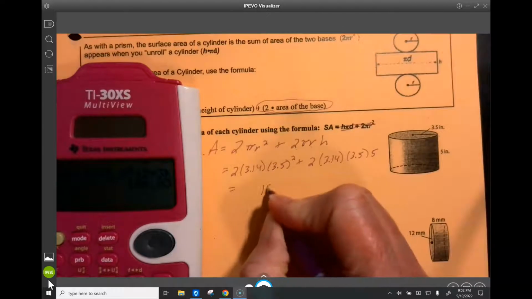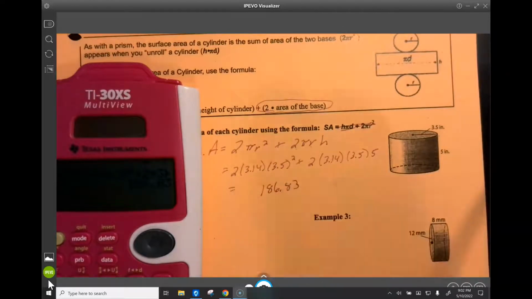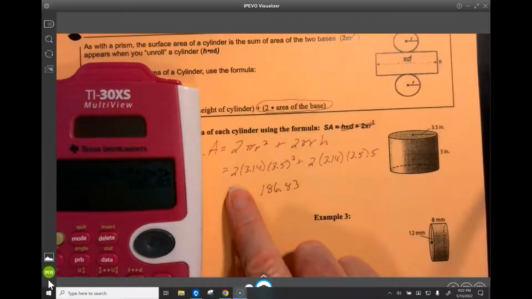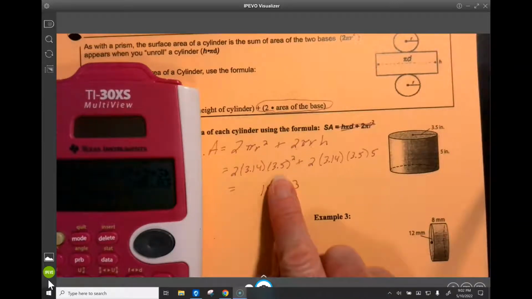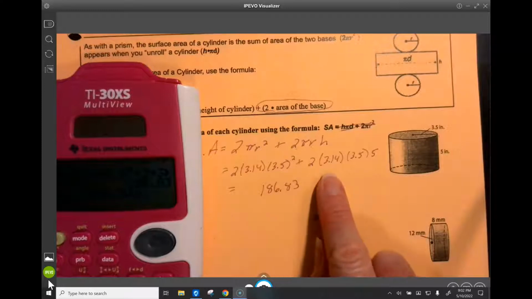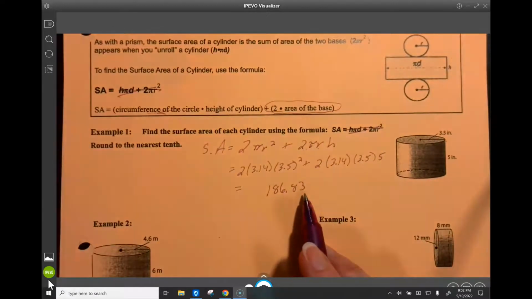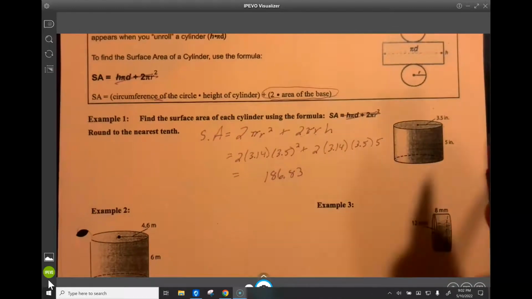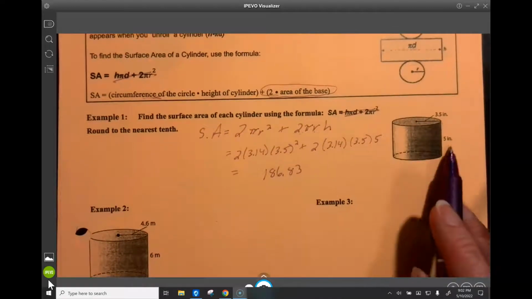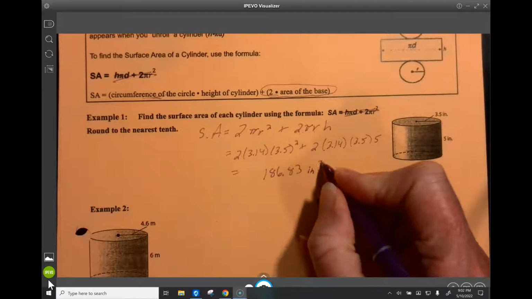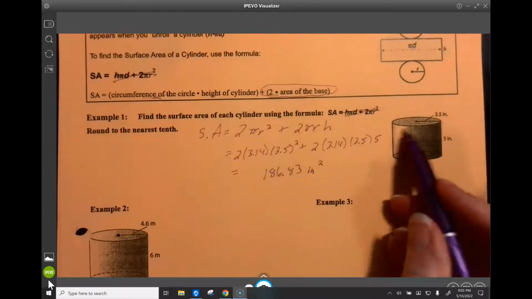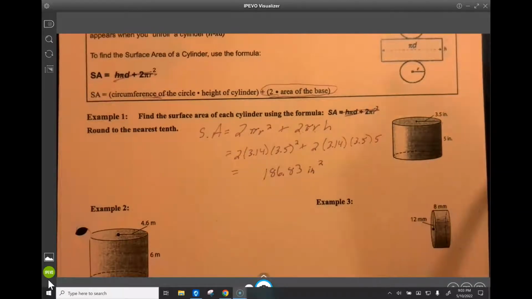I came up with 186.83. Let's do it again just to make sure. I'm guessing that's what you came up with too, but you always want to make sure. It's easy to forget a number. Okay, good. So that's our surface area, but it's area, so what's my label on it? Inches, and it's area, so it's squared, because how many sticky notes would I need to put on here to figure out the surface area?